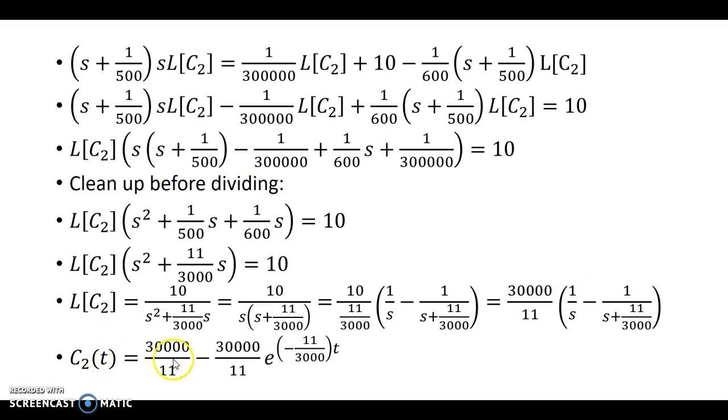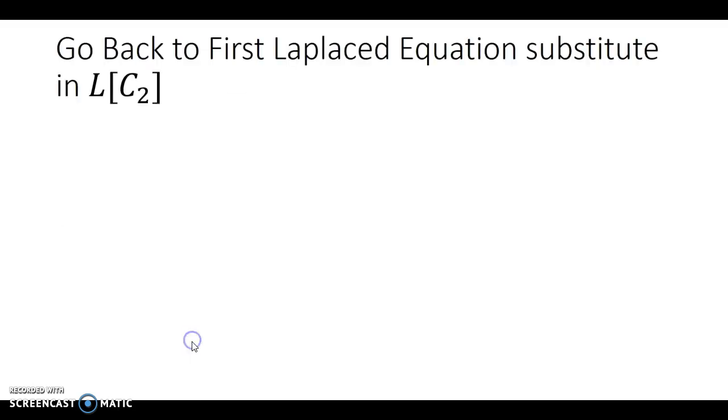So C2 of t equals, well, the inverse of that is just 1, so I have 30,000 elevenths times 1, minus that, which is 30,000 elevenths e to the negative 11/3000 t. So remember that's an exponential form, and so that's my solution for C2. Okay, well, we're getting close.